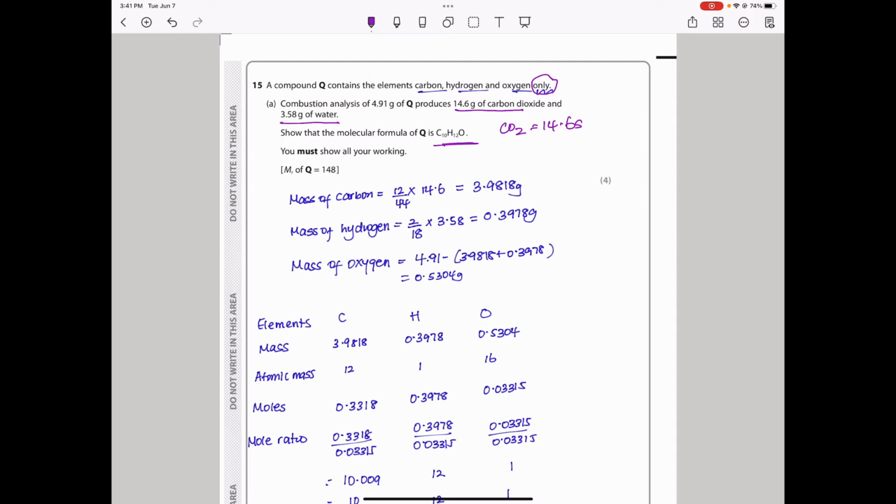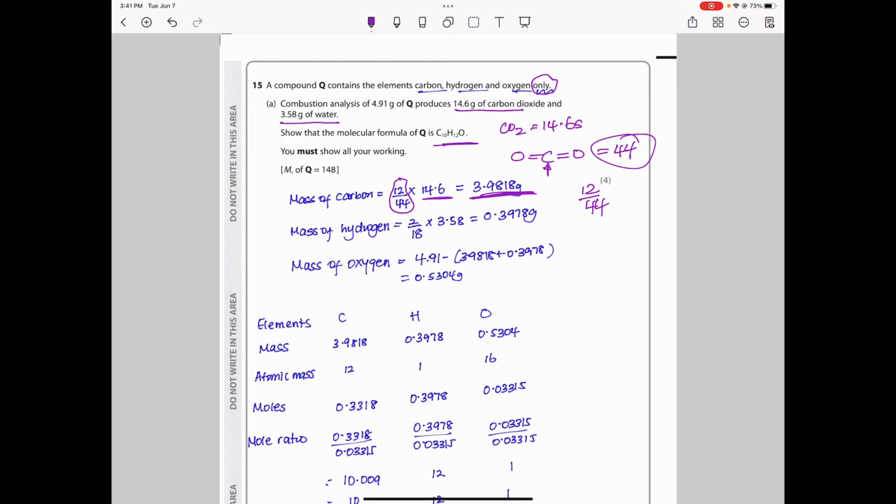Now, to find the mass of carbon in carbon dioxide, remember carbon dioxide is CO2. There is 1 carbon and 2 oxygens. So 2 oxygens give you 32, 1 carbon gives you 12. Total mass is going to be 44. So within this 44, 12 over 44 is going to be carbon. So we want to find the mass of carbon. It's going to be 12 over 44 times the mass of carbon dioxide produced. So carbon is that mass.